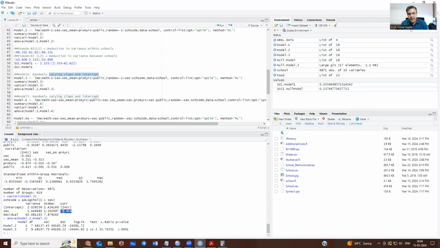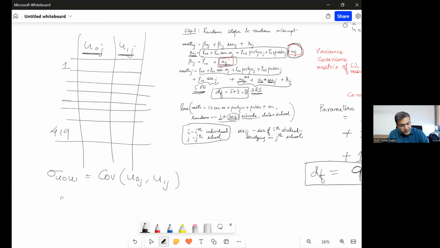But sir, just to add on to that, there could be a scenario where 50% of our schools are having a positive slope for maths marks and SES, and 50% of the schools have a negative slope. In that case, that correlation could be near zero, right? No, it is not for one slope. You see, what is correlation? It is the degree of association. Right.